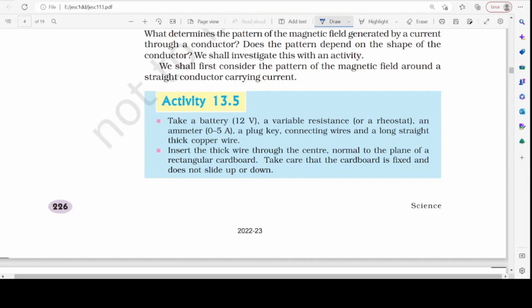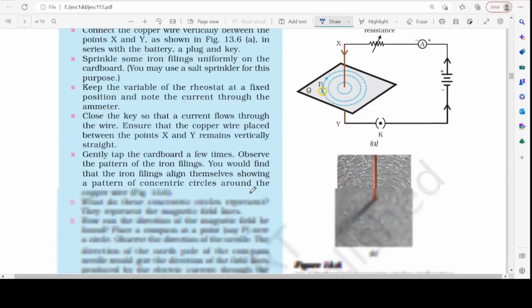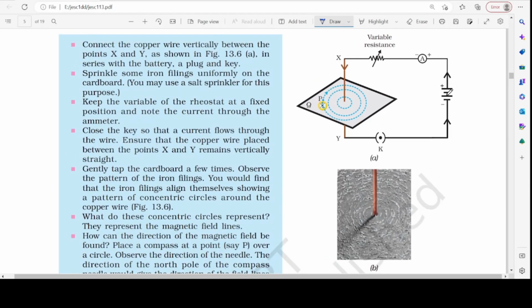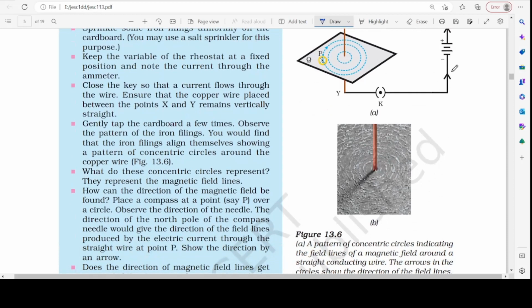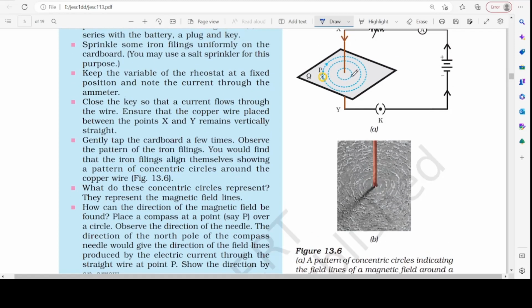Now, coming to this topic, magnetic field through a straight current carrying conductor, we would see that in this activity, they have taken a circuit in which they have taken a battery, an ammeter, a variable resistance, and also a copper wire to complete the circuit, a key, and also a cardboard which is placed perpendicular to our circuit. They have kept some compass over here, and they have also sprinkled some iron filings over the cardboard. They have told us that after the passage of current through our circuit, after some time, by tapping on the cardboard, the iron filings would have arranged themselves in concentric circles.